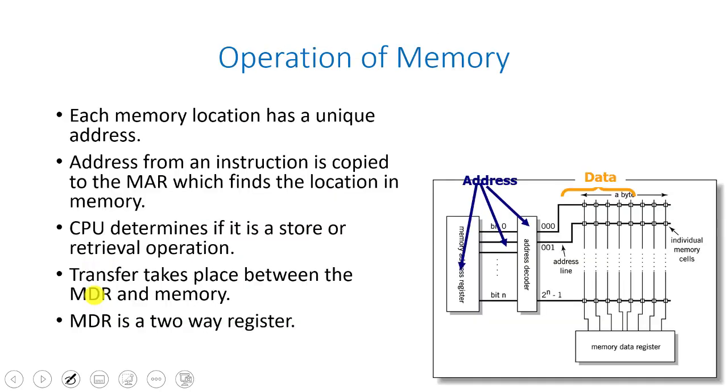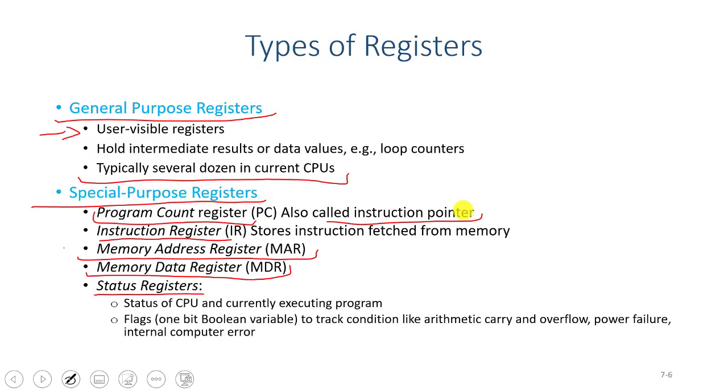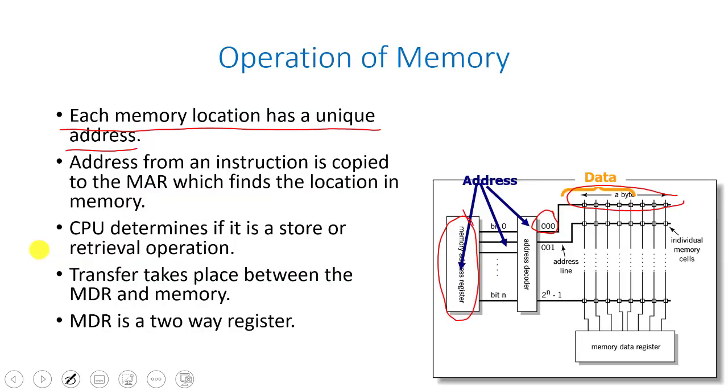Now, when we talk about memory, how do we go around memory? How do we understand memory? Each memory location has a unique address. This location has one address, which is 000. The next one is 001, and so on. In order to do that, we have the memory address register, which we talked about over here, and the memory data register.